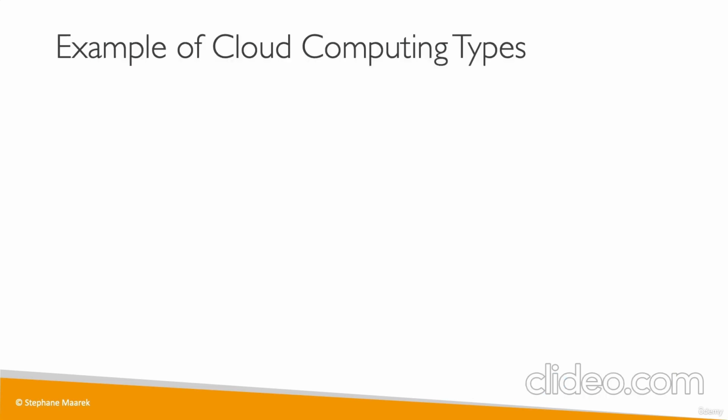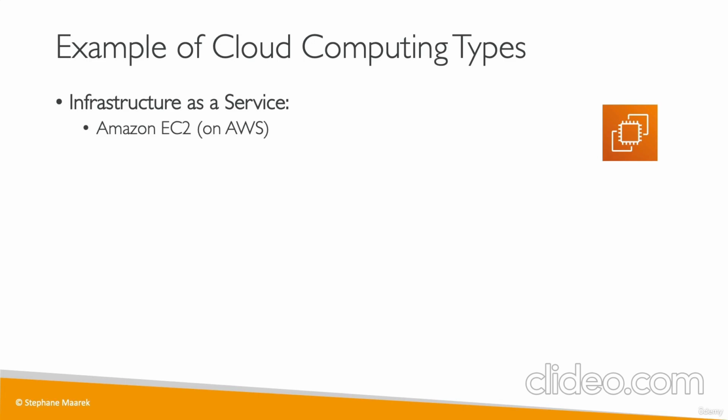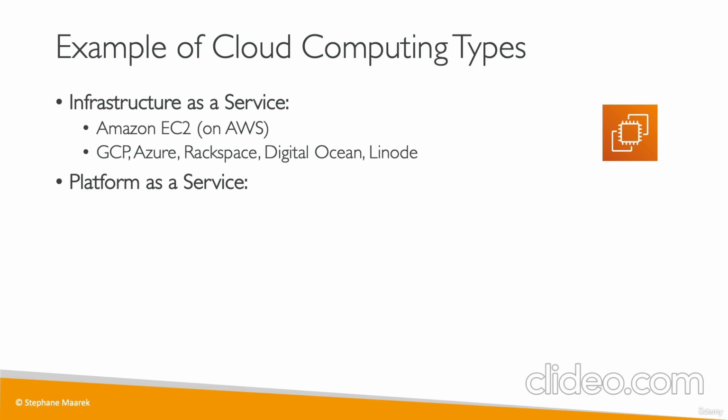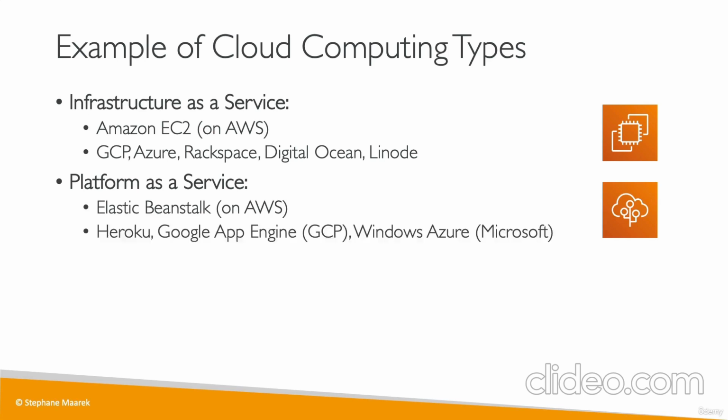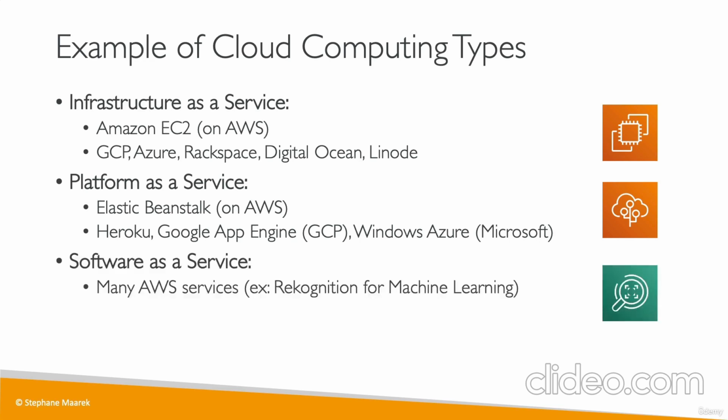So how does it translate? Well, with IaaS, we can use Amazon EC2 on AWS, but we have other services such as Google Cloud, Azure, Rackspace, DigitalOcean, and Linode, which will provide us a cloud computing infrastructure as a service. Platform as a service also exists on AWS with Elastic Beanstalk, and we'll see all these services obviously in this course. And outside of AWS, we have Heroku, Google App Engine, and Windows Azure. For software as a service, we'll also have this on AWS that represents many services of AWS, for example, Rekognition, when we want to do some machine learning. But we've been using it as well in the real world with Google Apps such as Gmail or Dropbox or Zoom for your meetings.